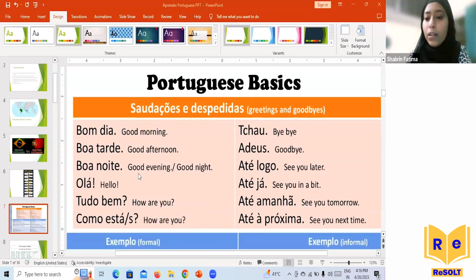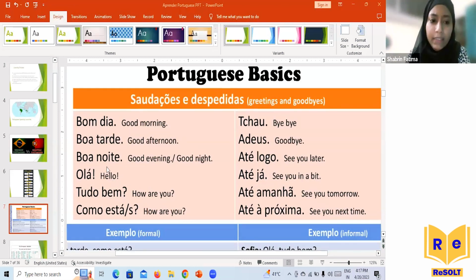Then we have boa noite. In Brazilian Portuguese, the pronunciation of the T is ch, so it sounds like boa noichi. That means good evening or good night. In Portuguese, we don't have different words for evening and night; both are night. Then we have hello or hi: olá. Olá is hi or hello.